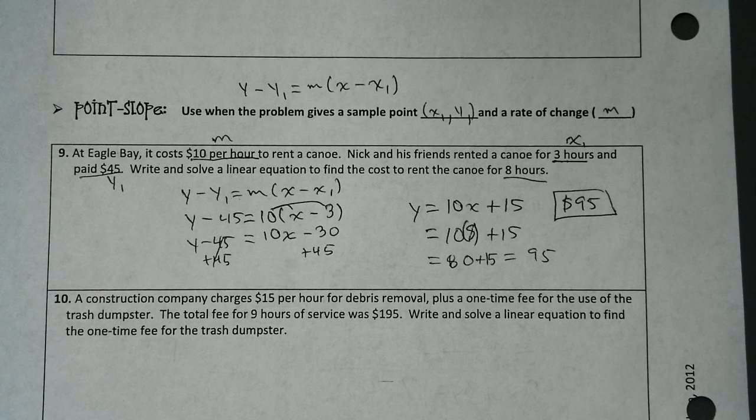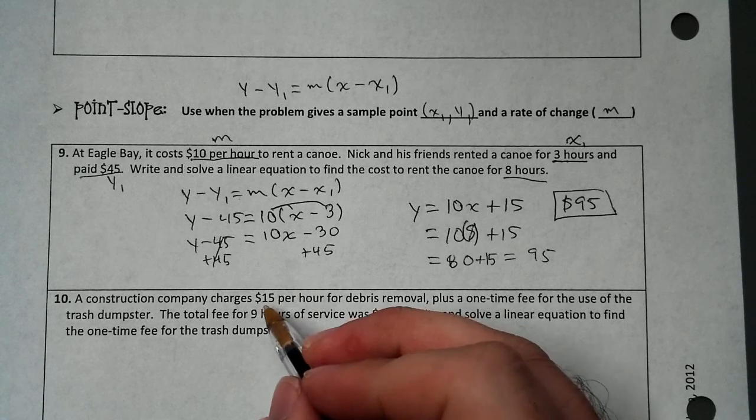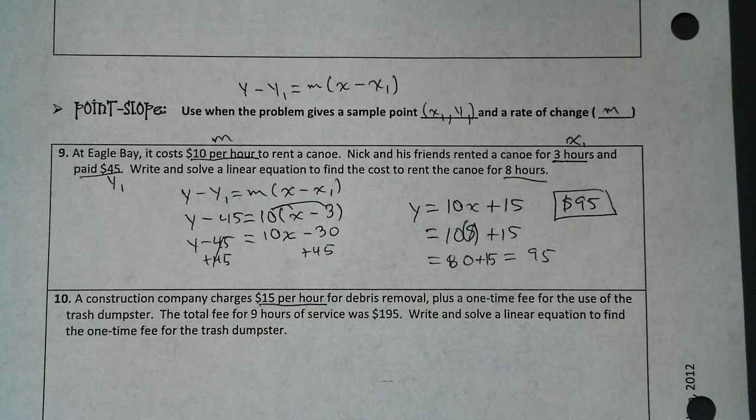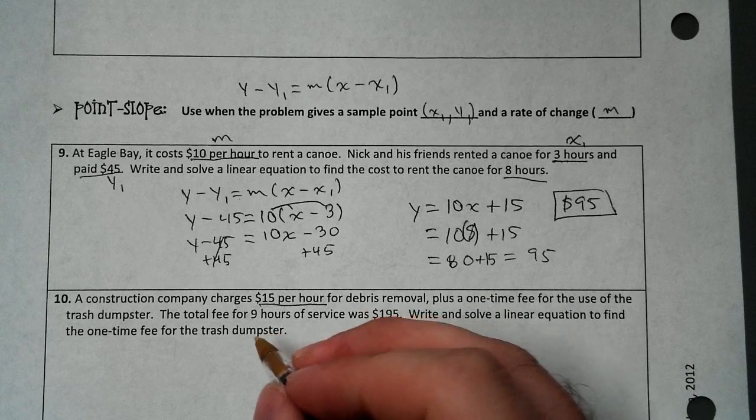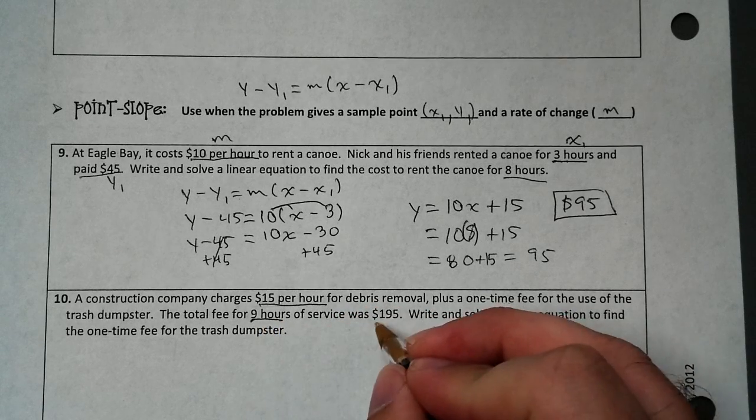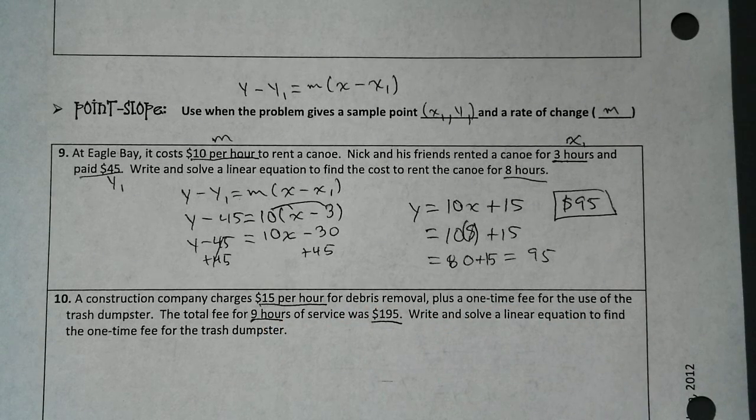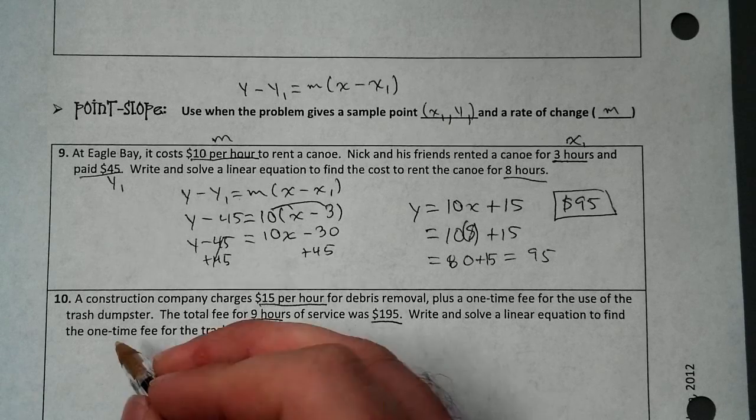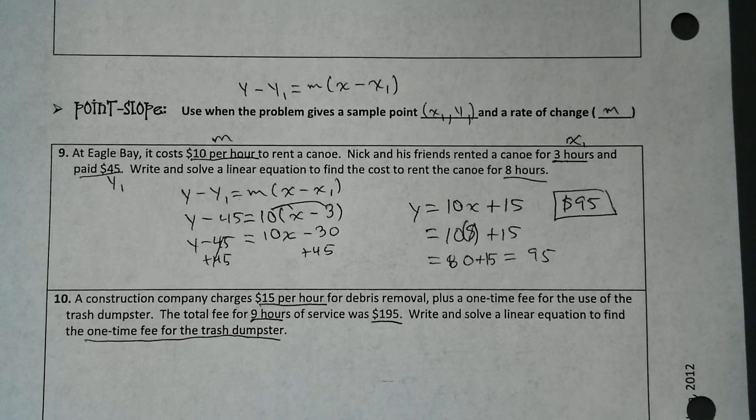All right. Let's try number 10. I'm going to read it. I want you to solve and check it, and then push play when you're ready to see the answer. So here's the problem. A construction company charges $15 per hour for debris removal, plus a one-time fee for the use of the trash dumpster. The total fee for 9 hours of service was $195. Write and solve a linear equation to find the one-time fee for the trash dumpster. Push pause until you've worked it out. Push play when you're ready to check.